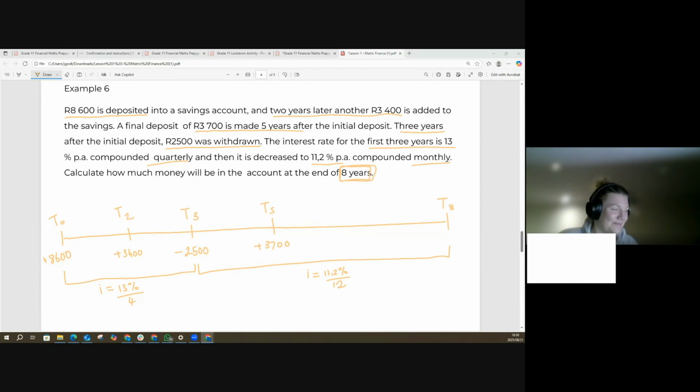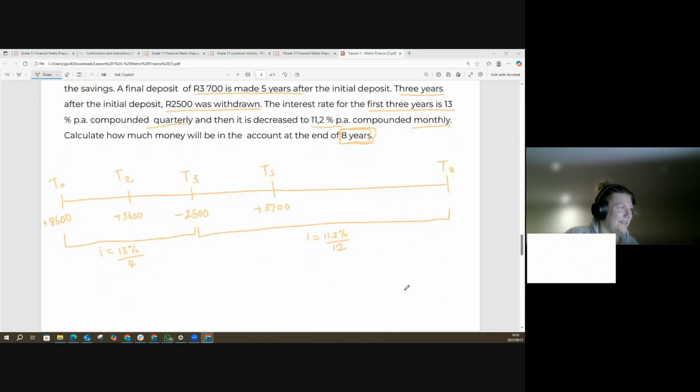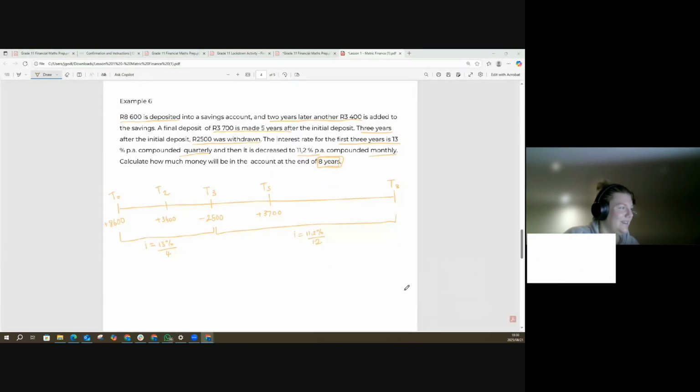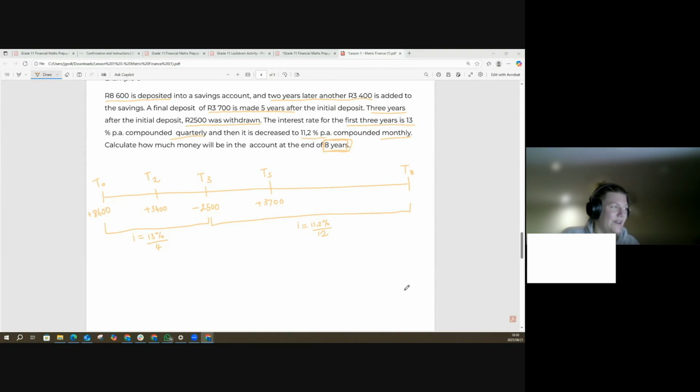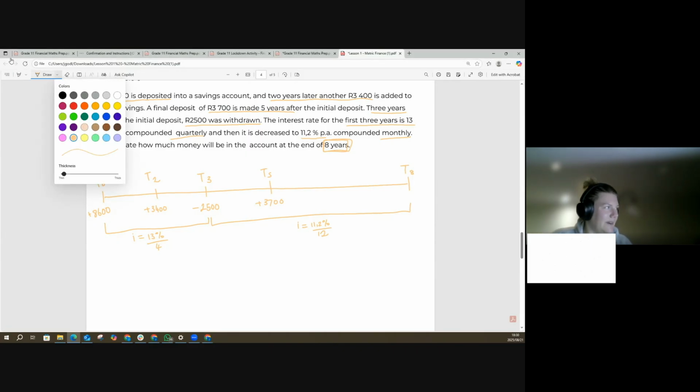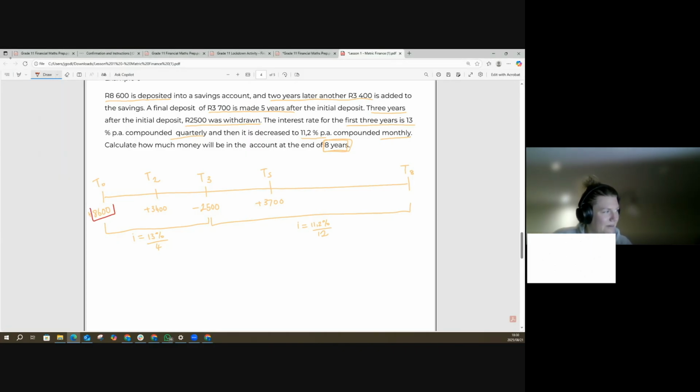Okay. So I'm just going to move this down a little bit. So I'm going to sort of do one thing at a time. So I'm going to start with the 8,600 Rand. So my A is 8,600 Rand, 1 plus 13% over 4. And its interest rate for 3 years is at this. So that's going to be 3 times 4 up here.